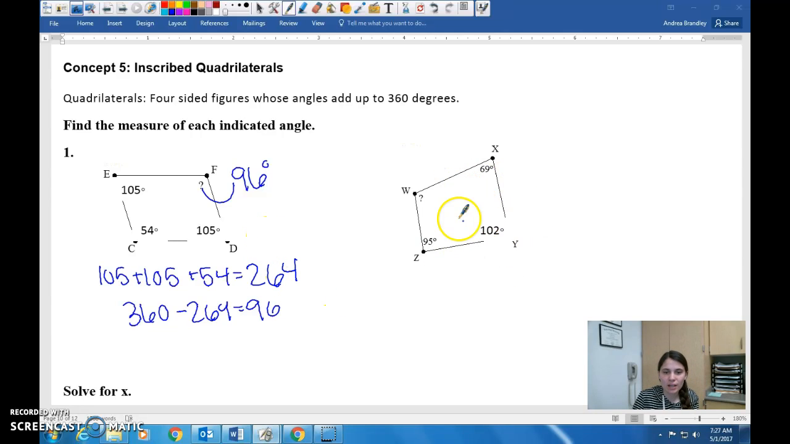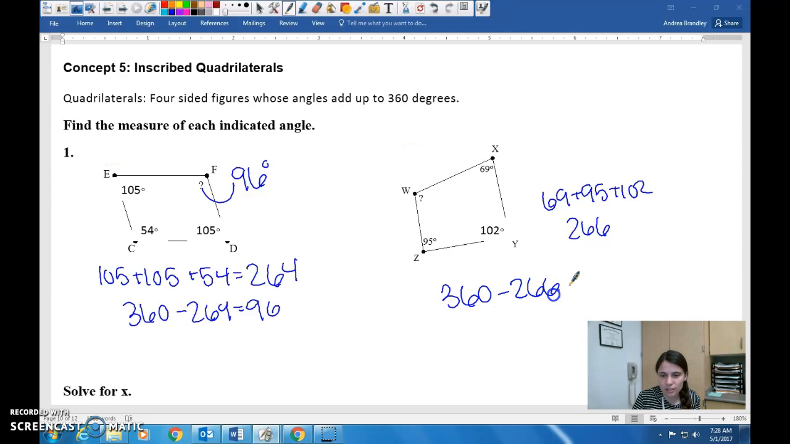And then it's the same idea over here. I'm looking for W. So if I add 69 and 95 and 102, I'm left with 266. So to find that third angle, I just do 360 minus 266, which is 94. So this angle is 94 degrees.